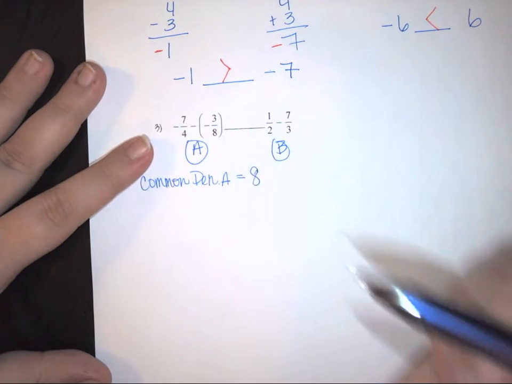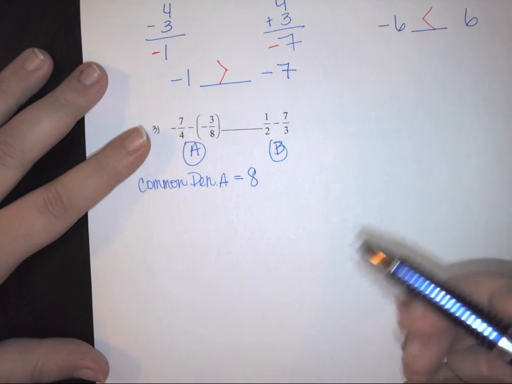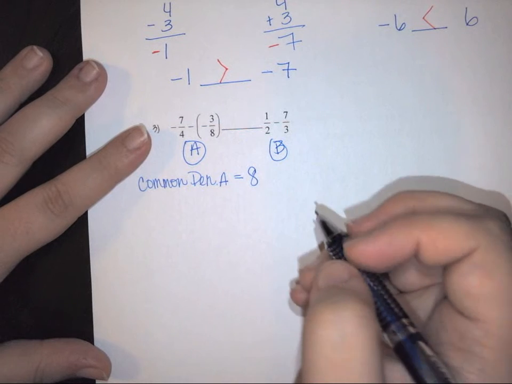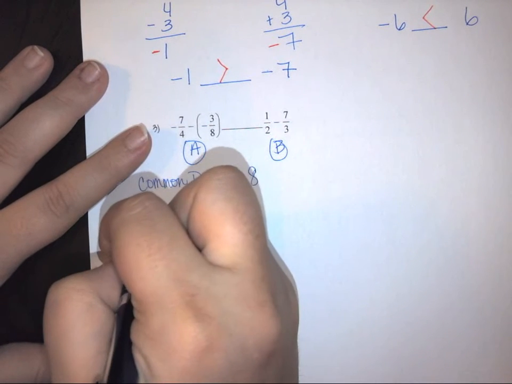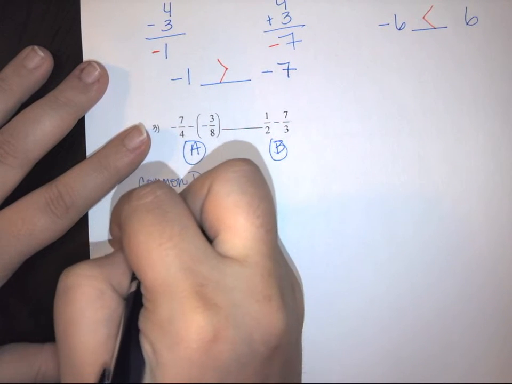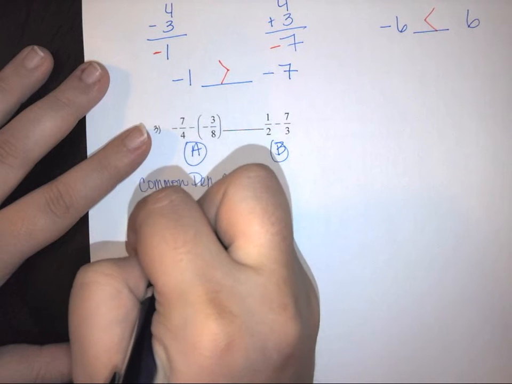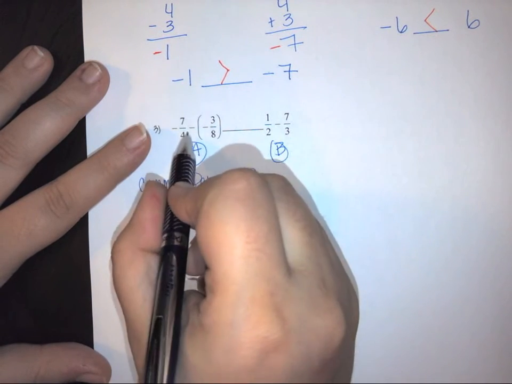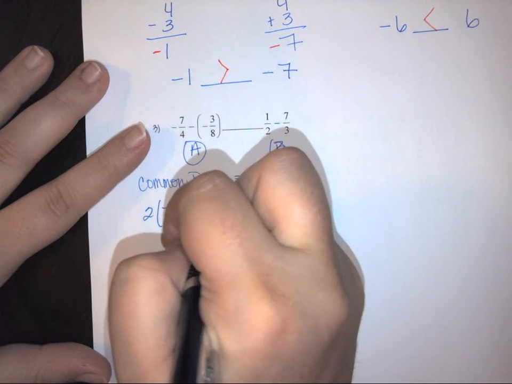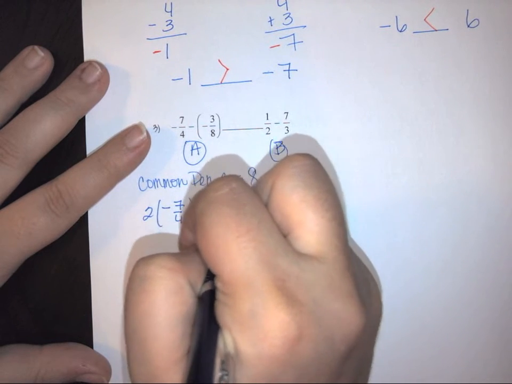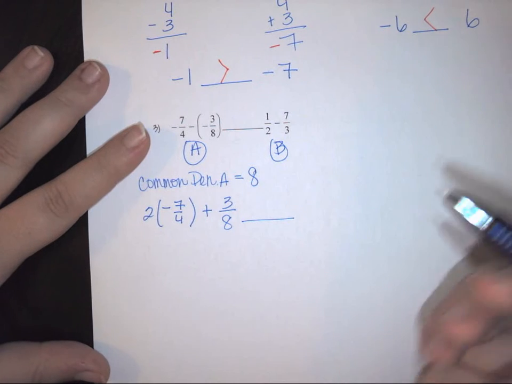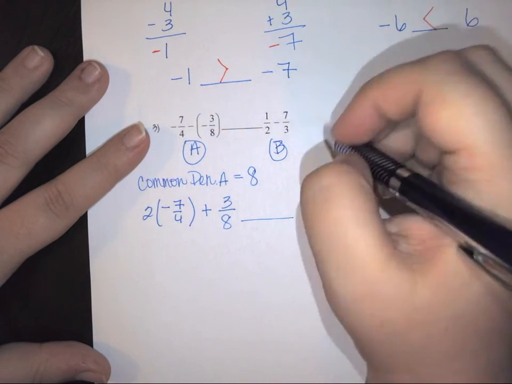So if I look at these fractions, it's the first one that has to change. How do I turn 4 into 8? Well, I simply have to multiply by 2. So this is going to be 2 times that fraction, which is negative 7 over 4. And then we have minus a negative, so this is going to be plus, and then my 3/8 gets left alone. There's my space, and I have to look at the other side.